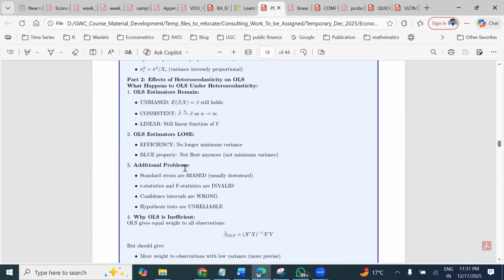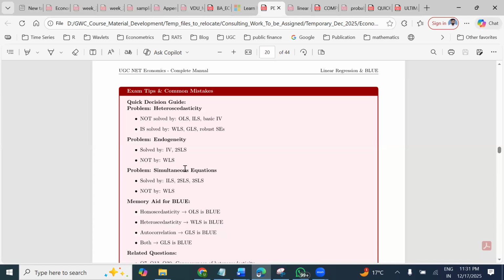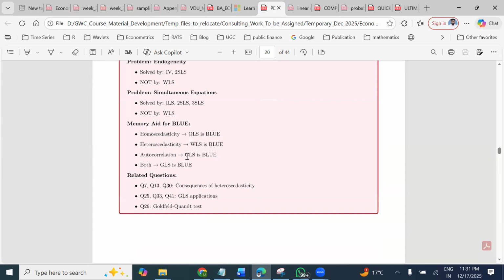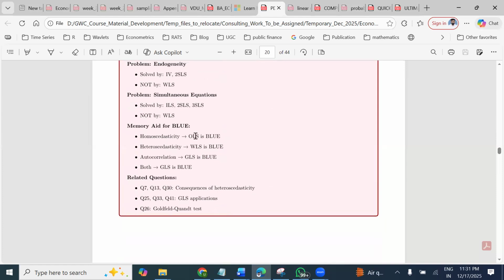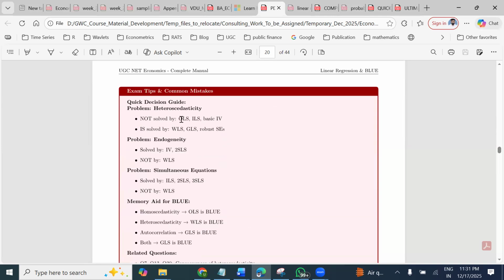Then presence of heteroscedasticity, that day it took a lot of time. So we did this, right? This is a summary. Please read this. Where will we use GLS? In case of autocorrelation, right? GLS is the most preferred method. Generalized least squares. So this summary you should know. You write it and you memorize this.